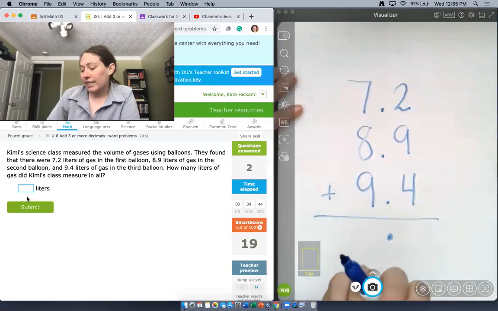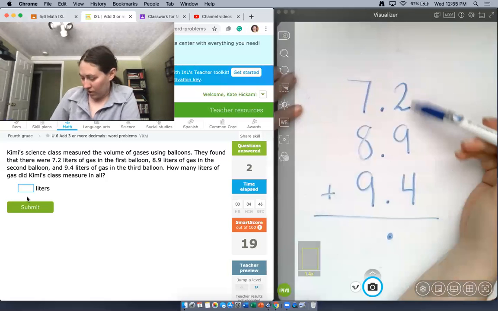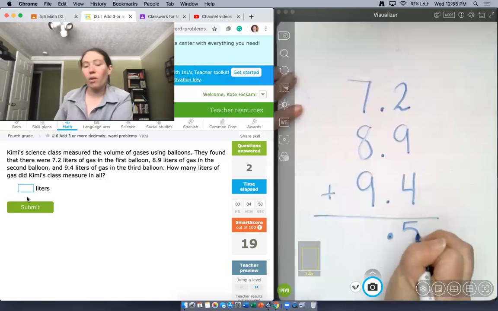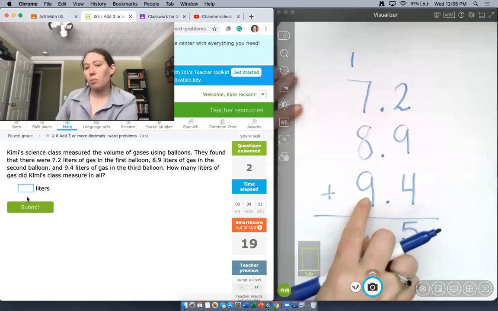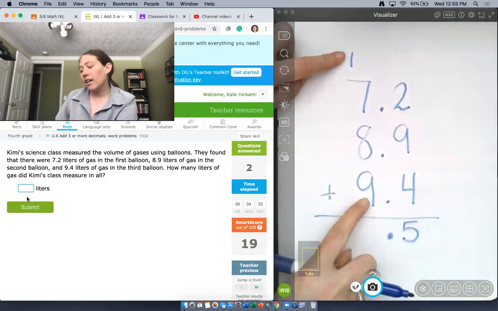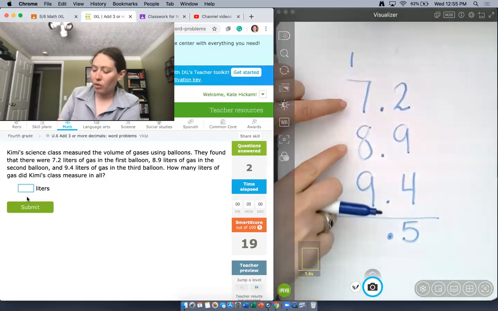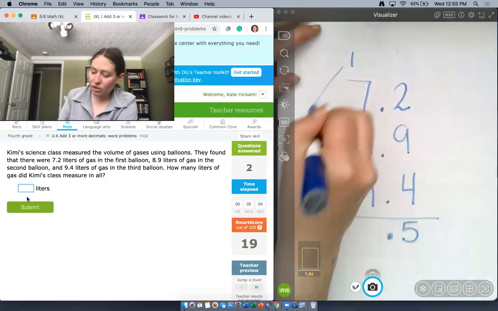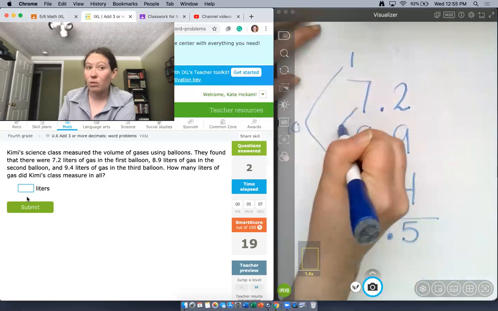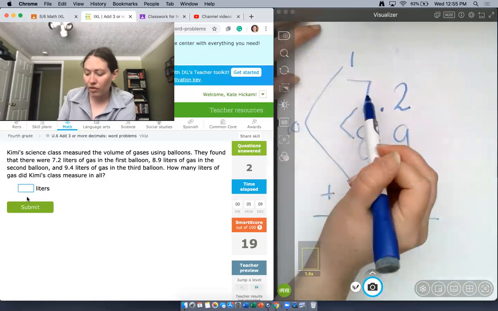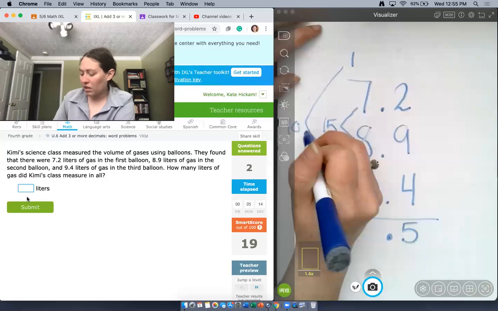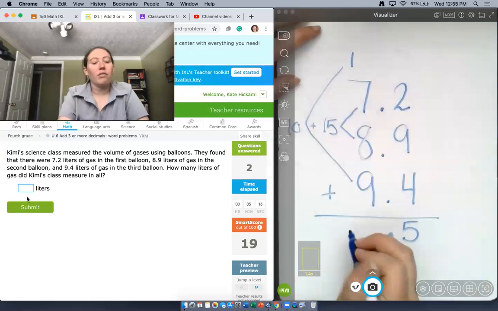2 plus 9 is 11. 11 plus 4 is 15. Write the 5, carry the 1. 1 plus 9. Once again, I'm looking for tens. So 1 plus 9 is 10. And then I'm going to add up my other two numbers in the center. So I know that I'm going to add these two equals 10. And these two, 7 plus 7 equals 14. So 7 plus 8 must equal 15. And I just add up 10 plus 15, 25. So 25.5.